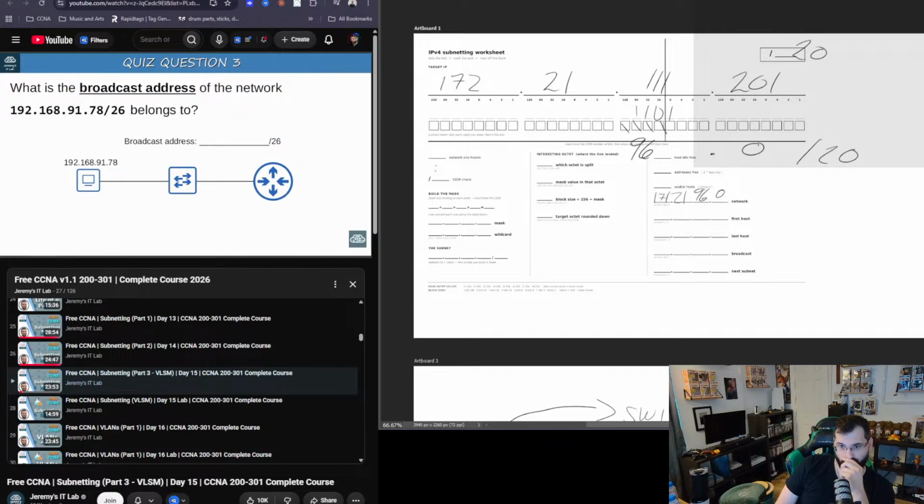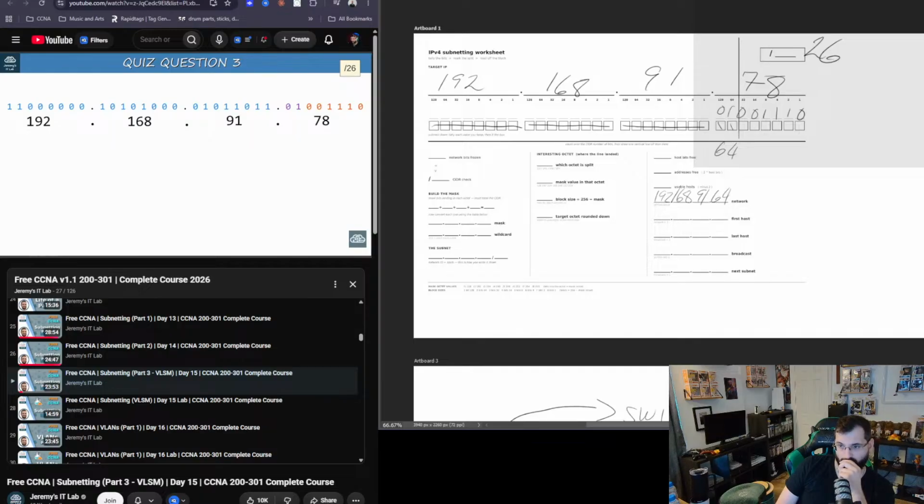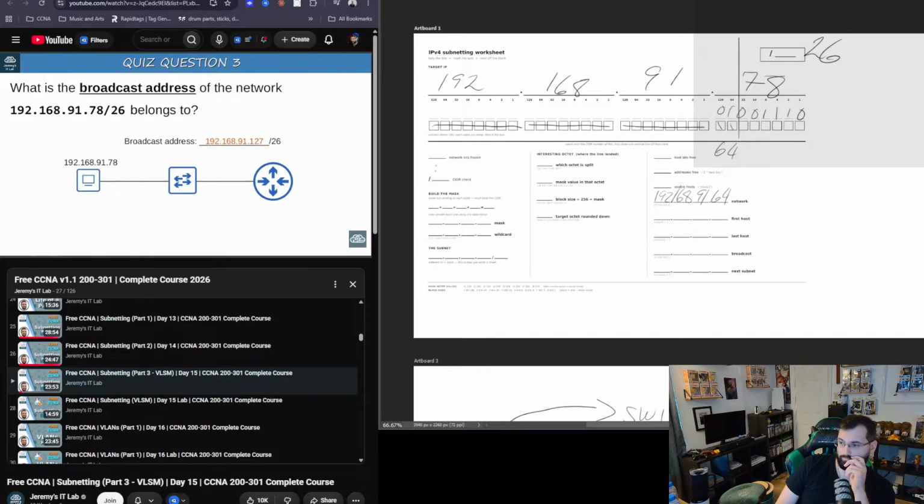What is the broadcast address of the network 192.168.91.78/26 belongs to? To solve this problem, you follow the same steps as for the previous question, except instead of changing all host bits to 0, you change them to 1. Let's try it out. Write out the address in binary. Then, since we're looking for the broadcast address, not the network address, change all of the host bits to 1. Convert the address back to dotted decimal, and that's the broadcast address for the subnet. I missed this. So, the answer for question 3 is 192.168.91.127. That's the broadcast address for this network. Okay, I misunderstood. I did it the same way as the last one. Let's check the answer for question 4.